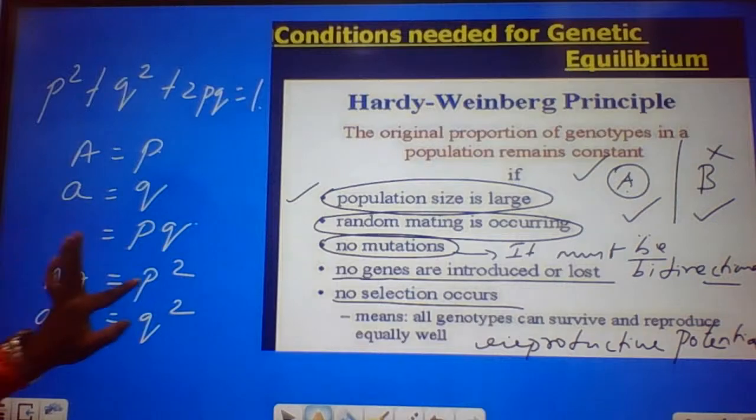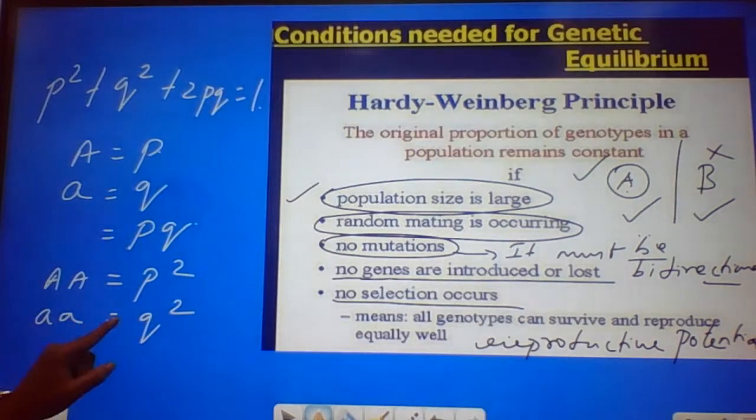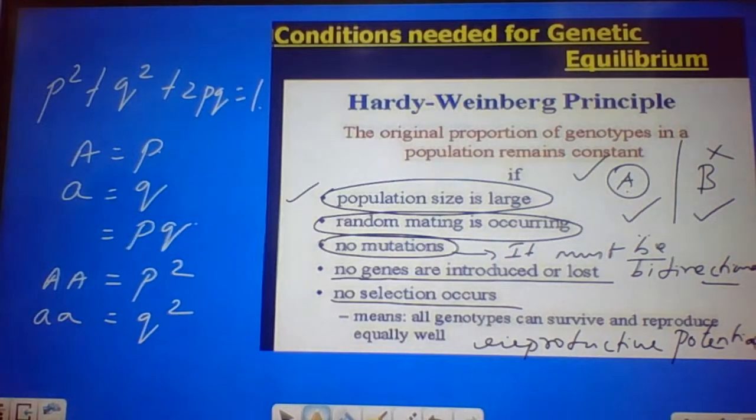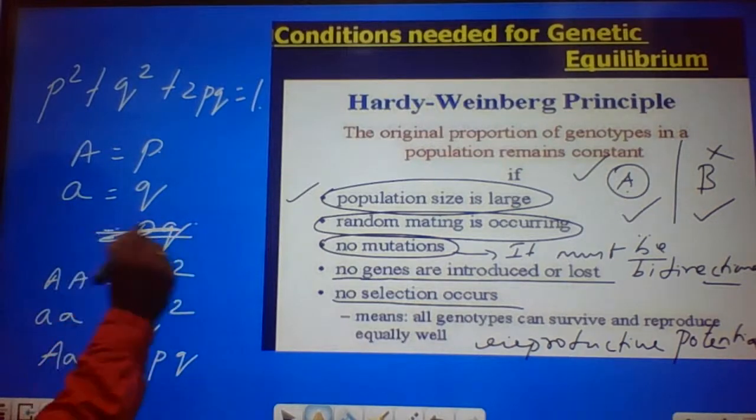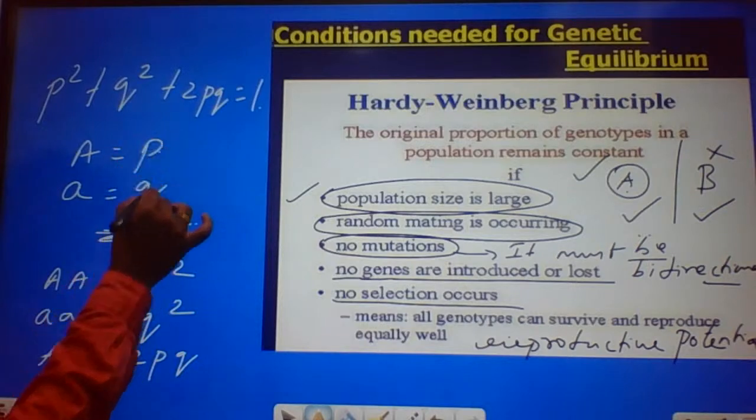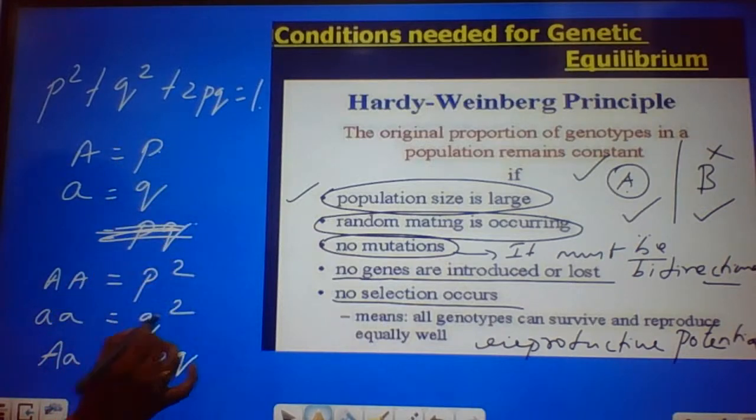Two capital A, that is P square. Two small a, that is Q square. And for example, you take one capital A and one small a. This will give 2PQ. Okay, guys, so 2PQ. So we have 2PQ, P square and Q square.